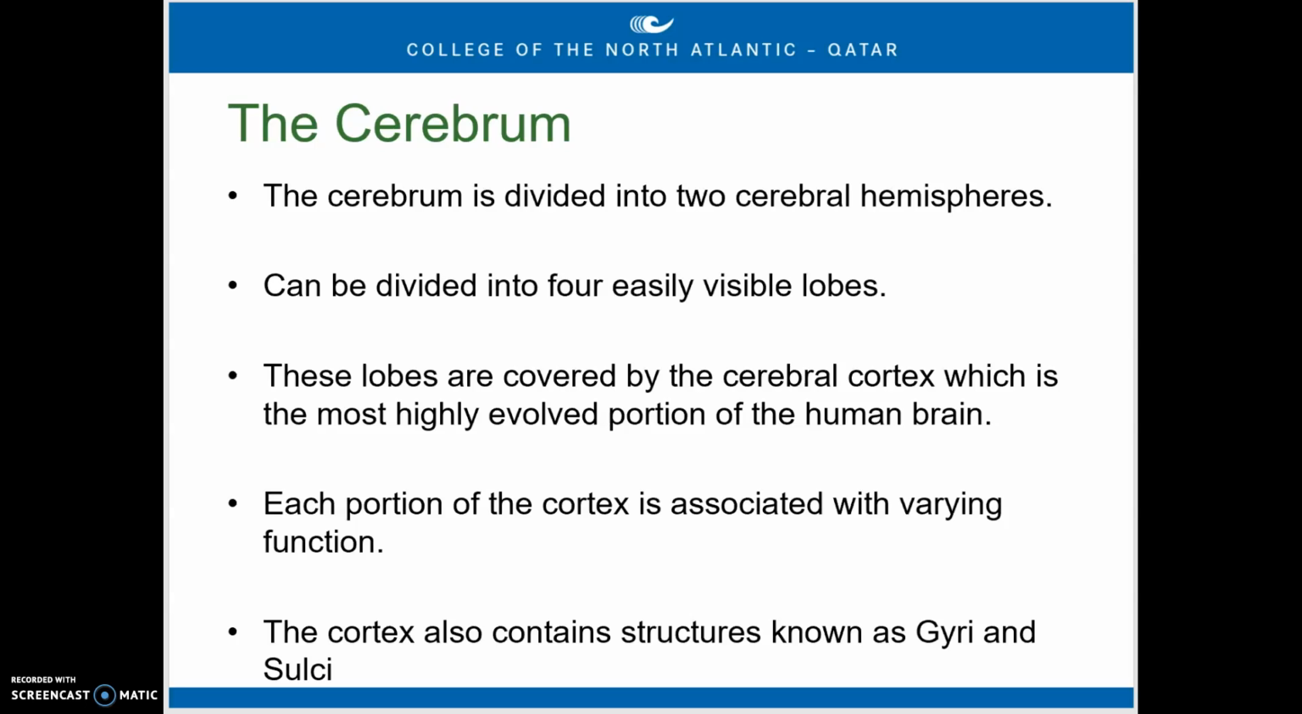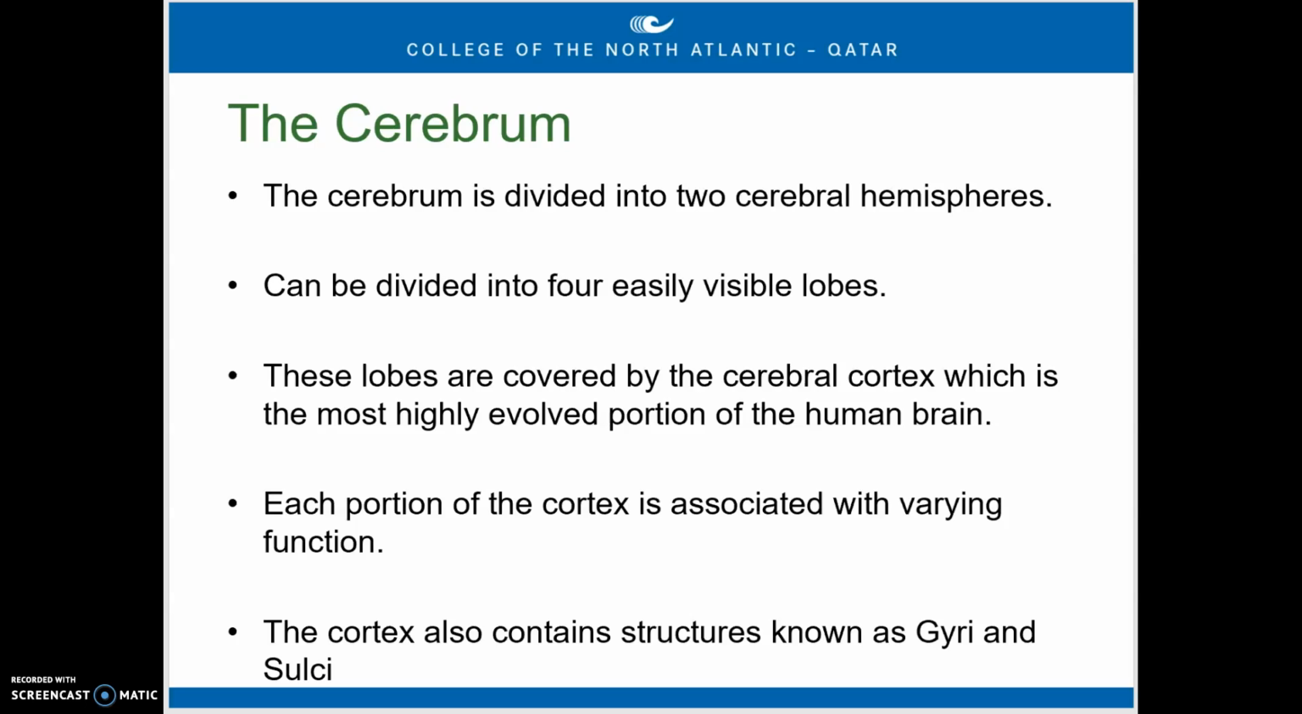Alright, so we've introduced the different parts of the brain, we've talked about the circulation. Now let's talk about the different bits and pieces of the brain one by one. And we'll start with the biggest one, which is the cerebrum. So the cerebrum, of course, is going to be divided into two cerebral hemispheres, the left and the right. And then from that division, if we look at it even closer, we can divide it further into four pretty easily visible lobes, and I'll show you that in the next slide.